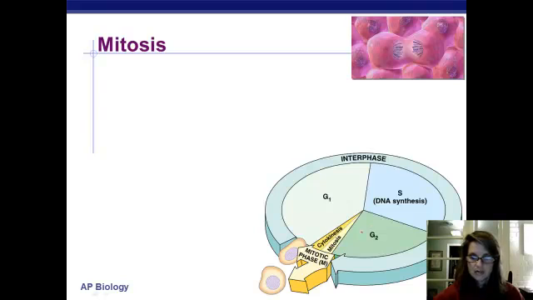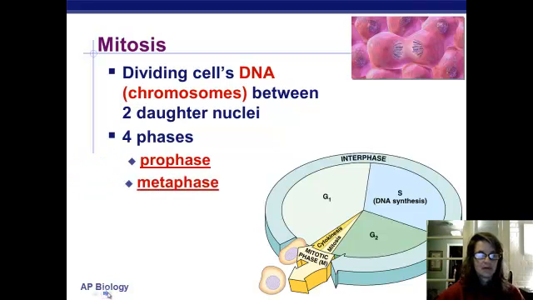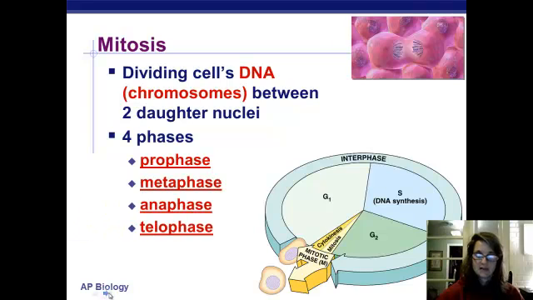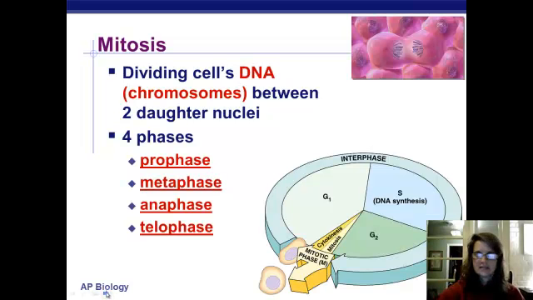Now, after G2, if we have passed through the G2 checkpoint and everything's okay, we are going to enter into cell division or mitosis, which is actually division of the chromosomes, of the DNA. We're going to divide the DNA chromosomes between 2 cells. It takes 4 stages. You might remember prophase, metaphase, anaphase, and telophase, and we'll talk about those in more detail in a bit. Okay? So, that's that.